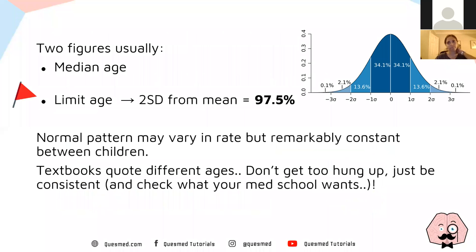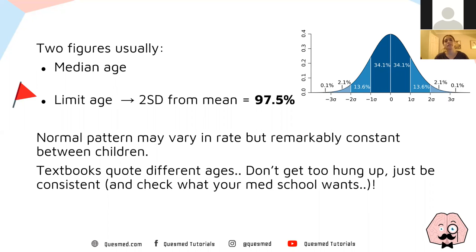So the figures that we look at when we talk about developmental milestones and when we give an age at which we expect a child to achieve a milestone are two main figures. We talk about the median age, which is the one you'll often see mentioned in textbooks, like we expect a child of 6 months old to be able to do this and that. So that's what we're talking about when we give that age.